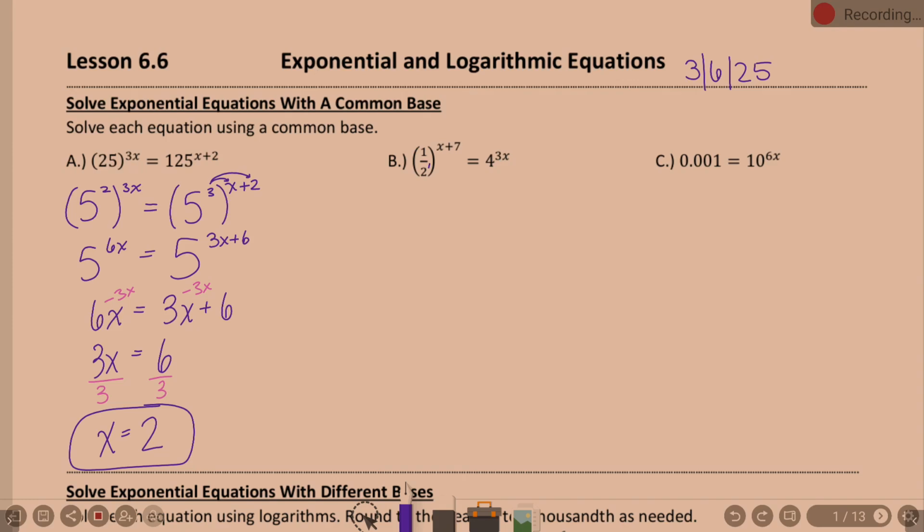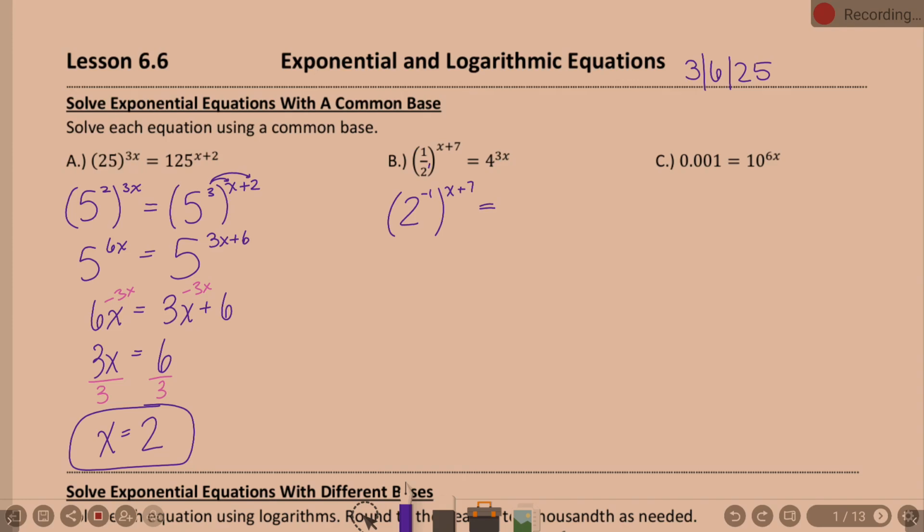Yeah, make it a negative. So 1 over 2 to the first is the same thing as saying 2 to the negative first, raised to the x plus 7. Okay, lock in on that. Whenever you see a fraction, there's going to be a negative exponent involved. The negative exponent is what gets you out of that denominator. So we have 2 to the negative first raised to the x plus 7.